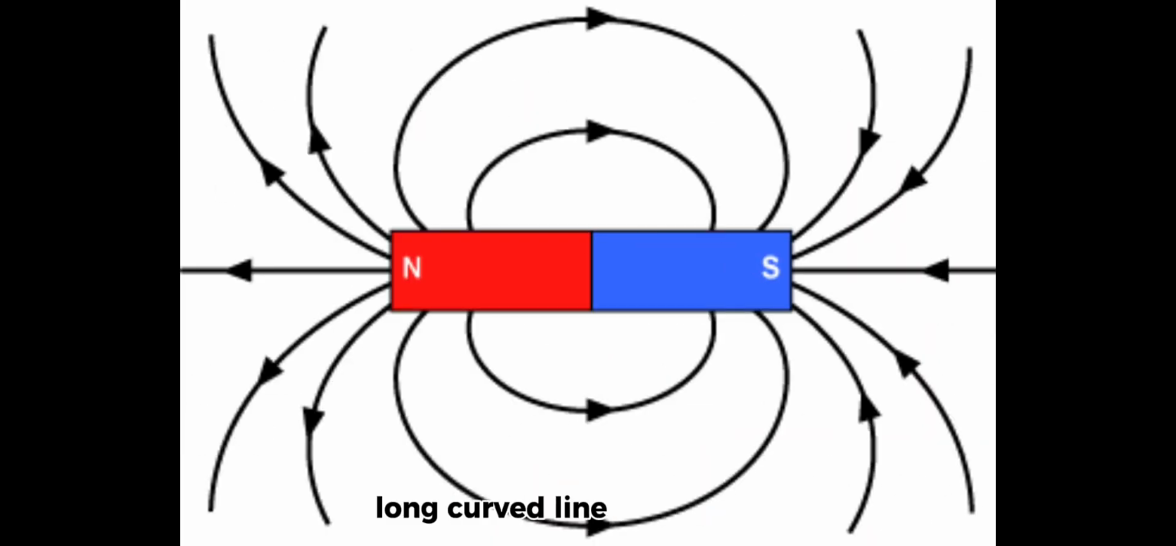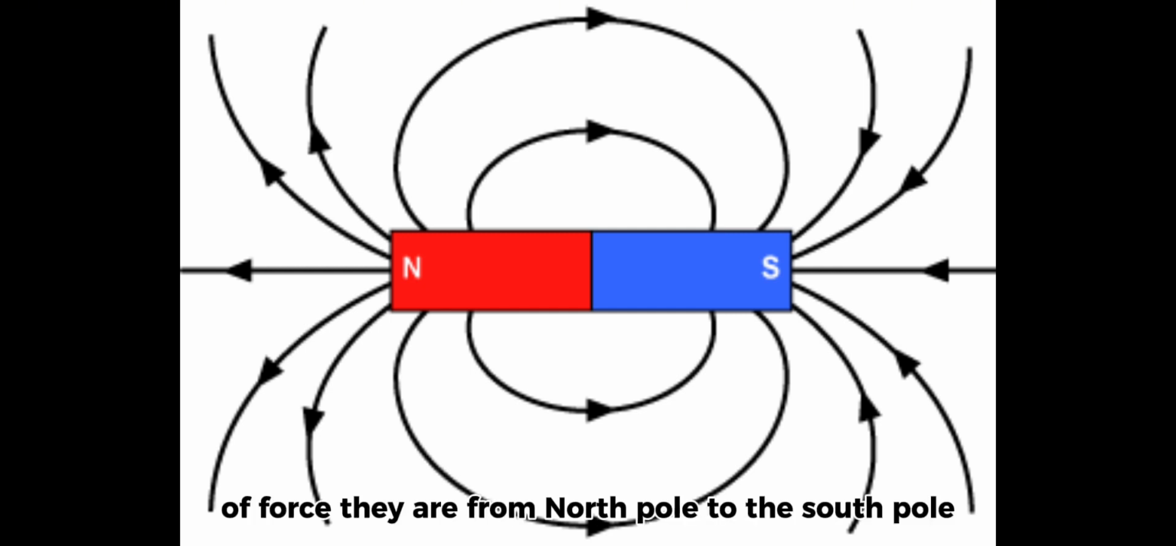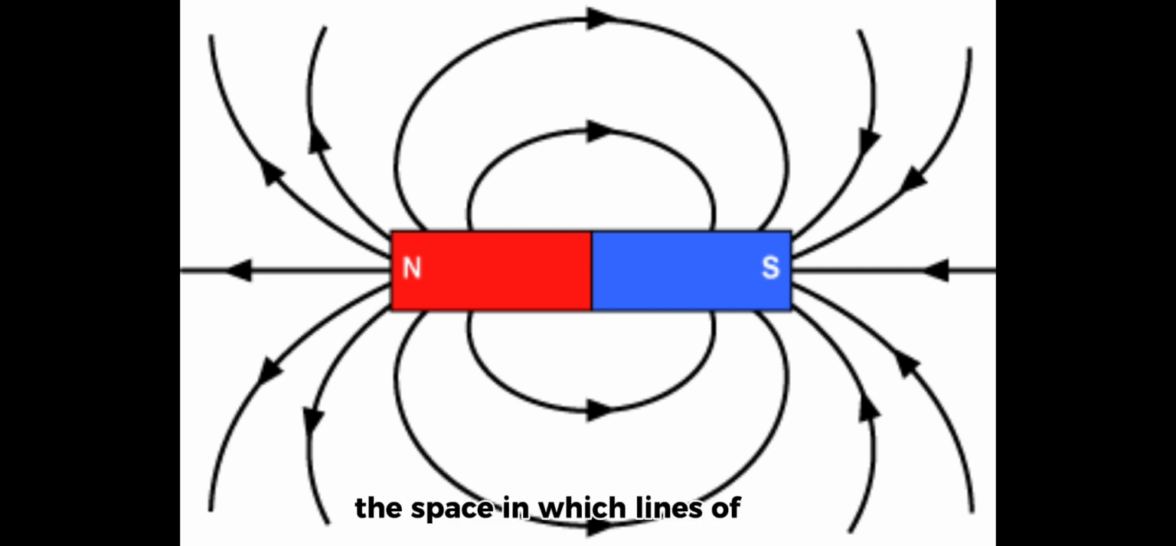The long curved lines shown along a magnet are the magnetic lines of force. They run from the North Pole to the South Pole. The space in which lines of force are spread around a magnet is called the magnetic field. The characteristics of the lines of force are that they attempt to form closed loops from pole to pole. They never intersect, and they all have the same strength.